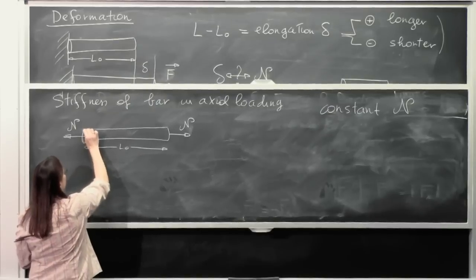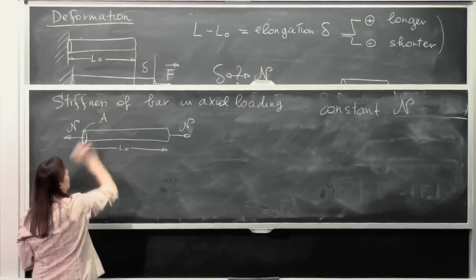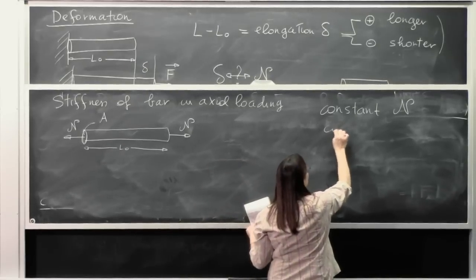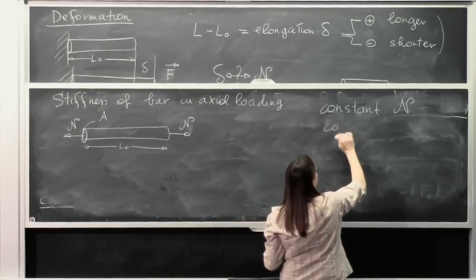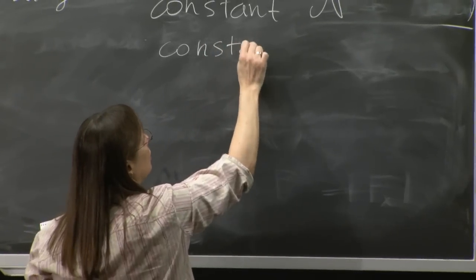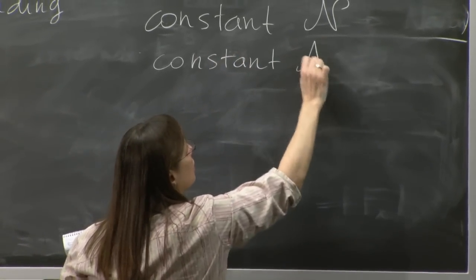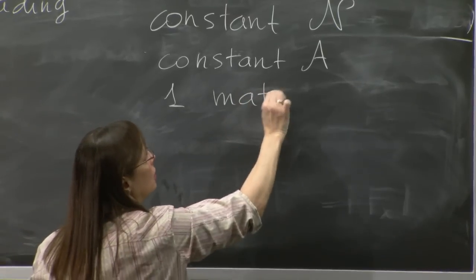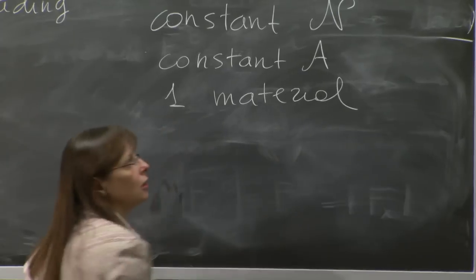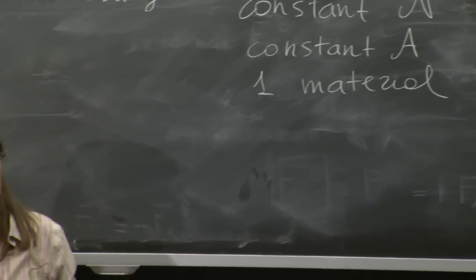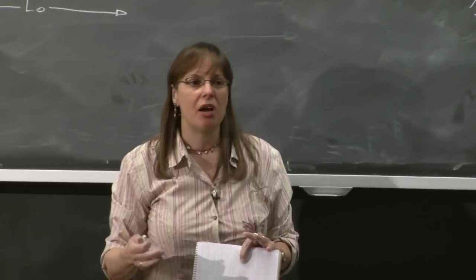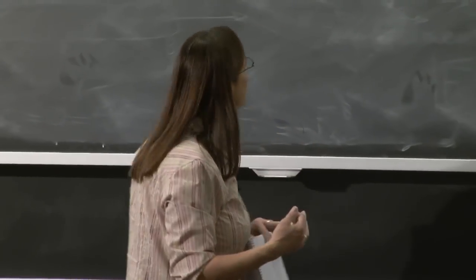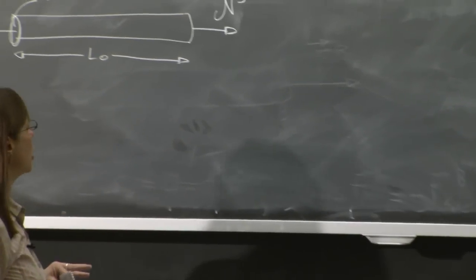And let's say that the cross-sectional area of the bar is A. And today, to simplify life, I'm going to say also that the A is constant, and that the bar is made of only one material. We're going to do more complicated things on Thursday. But for now, let's say that I have a bar made of one material, constant axial force, constant cross-sectional area.